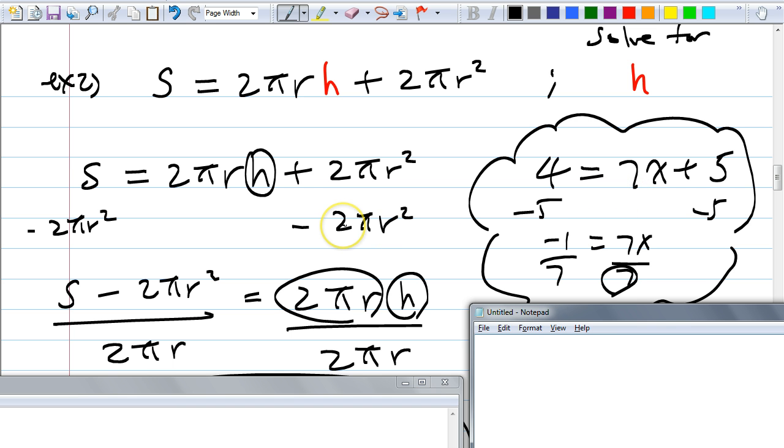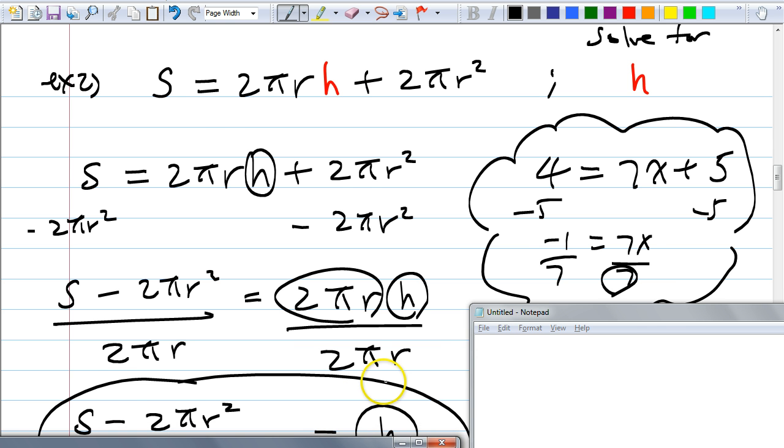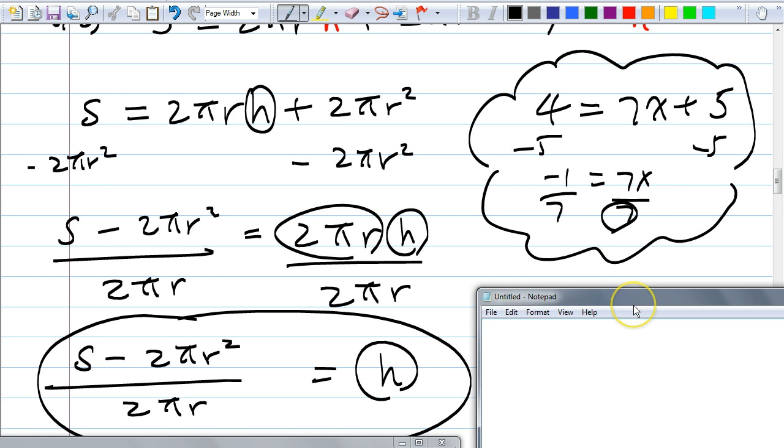Okay, so what's the answer? Raise your hand. Actually, how about Chris? Tell me what to write. H equals s minus 2 pi r squared over 2 pi r. Exactly right. Let me move this down a little bit. Okay, so did you get this? S minus 2 pi r squared over 2 pi r equals h?